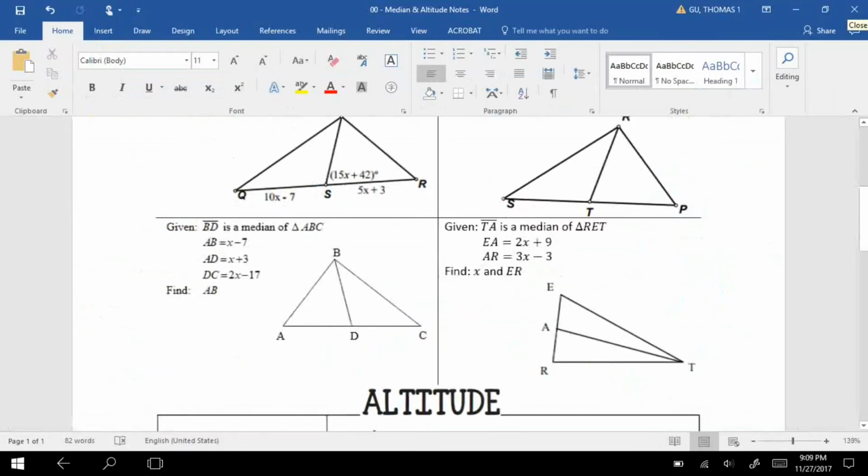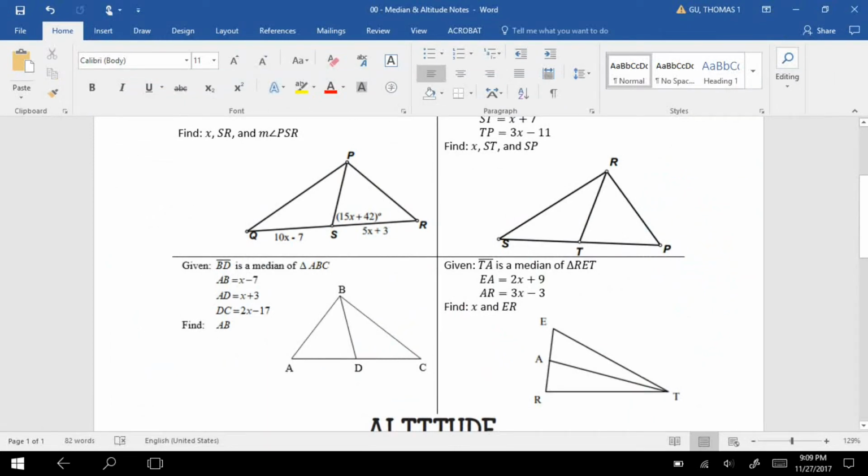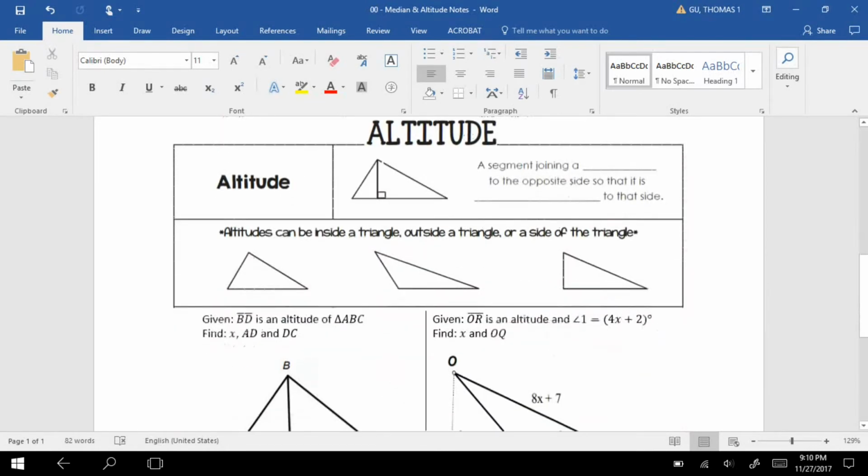For these next two, I want you guys to do these as a try it on your own problem. All right, try it on your own. And we're gonna go on to altitude.